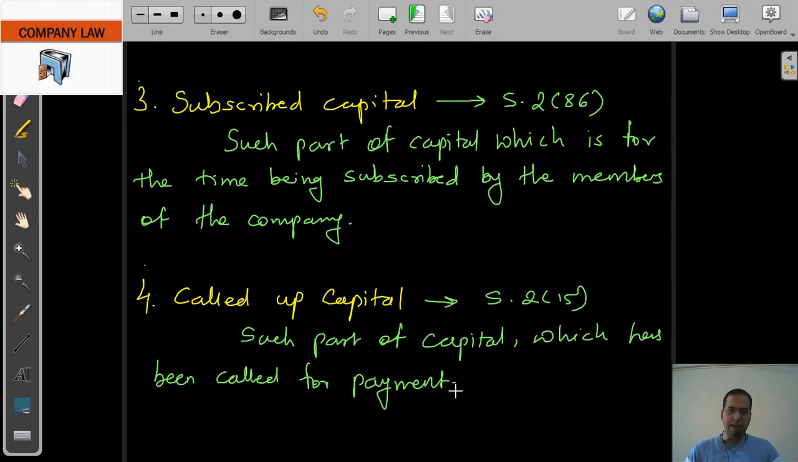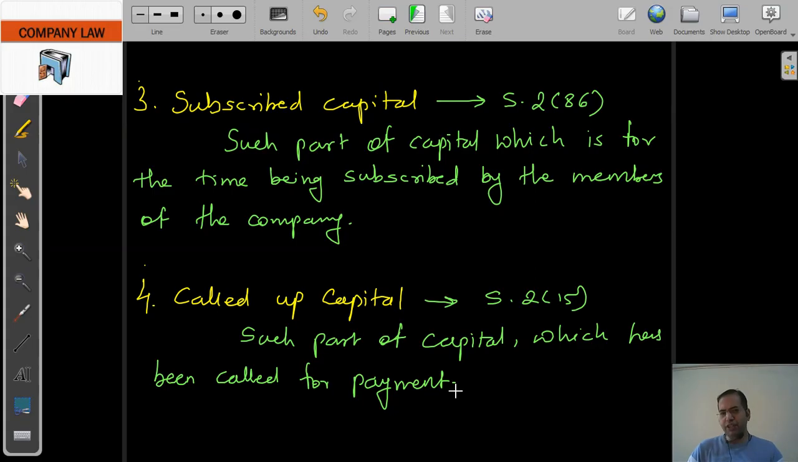So if subscribers, we are just assuming a case, where a company has come up with the issue of 20,000 shares of rupees 2 lakhs. Subscribers have subscribed for the 20,000 shares. It is on par, and then the company will call the money on that particular subscribed capital. So called up capital is that part of capital which has been called for payment. So my called up capital may become 2 lakh rupees in that particular case.